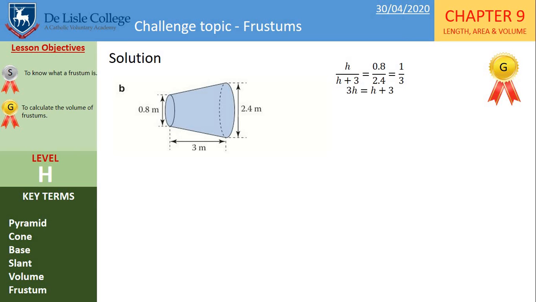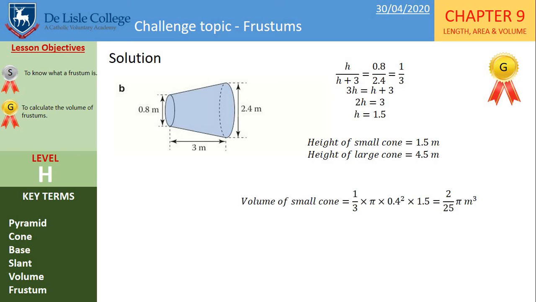Okay, so when we cross multiply, we get this, and we solve to get h is 1.5. So the height of the small cone is 1.5 metres, the height of the large cone is 4.5 metres. This is the point where it's important that we recognise that we're given the diameter and therefore need to half that for the radius. So when you substitute in, make sure you've got 0.4 squared.